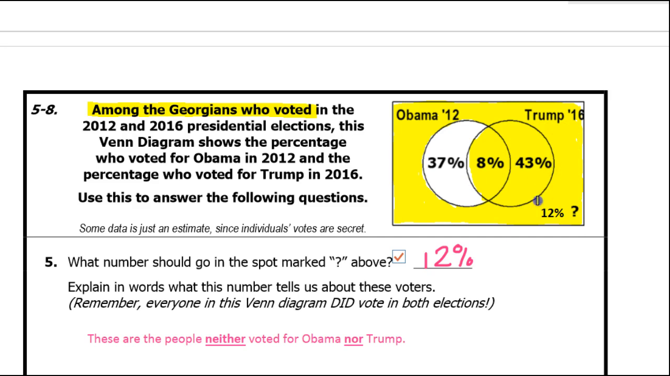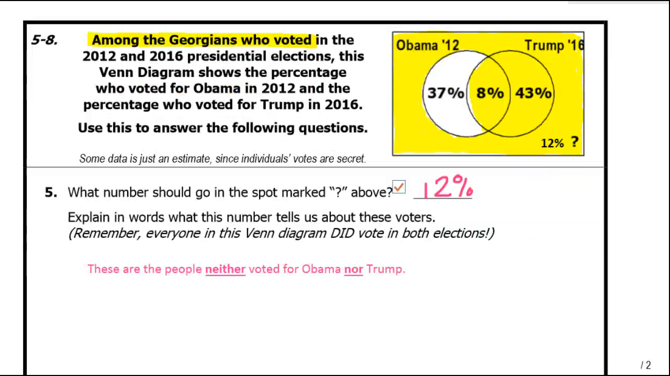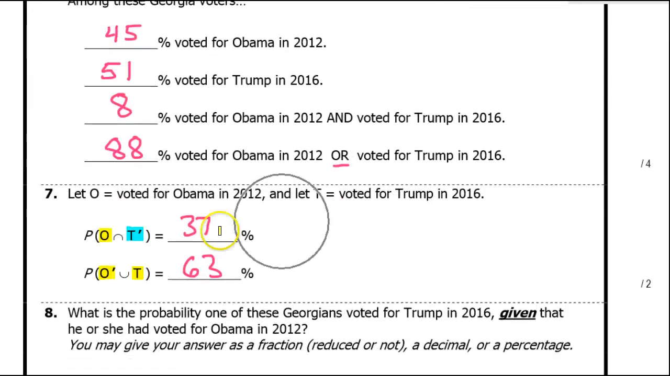So what numbers did I shade? The 8%, the 43%, and the 12%. So that's why I got 63%. So that's another way of looking at doing and or on a Venn diagram. So hopefully you understood one of those ways.